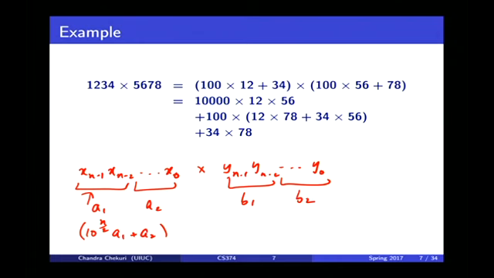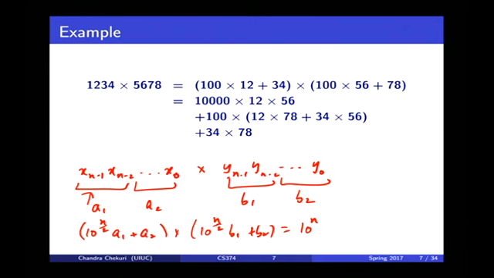Sorry, because there are n digits here, you put n over 2 zeros, right? Okay? So this times 10 to the n over 2 times B1 plus B2, right? Okay, now what is this? It is 10 to the n A1 B1 plus A2 B2 plus 10 to the n over 2 times A1 B2 plus A2 B1, right?